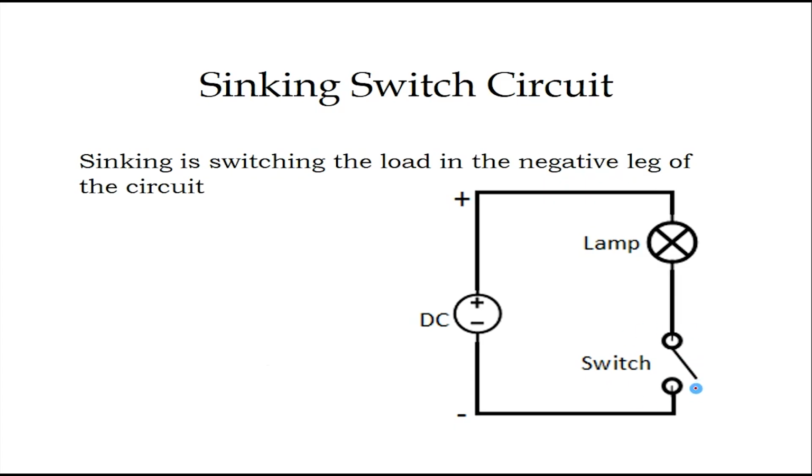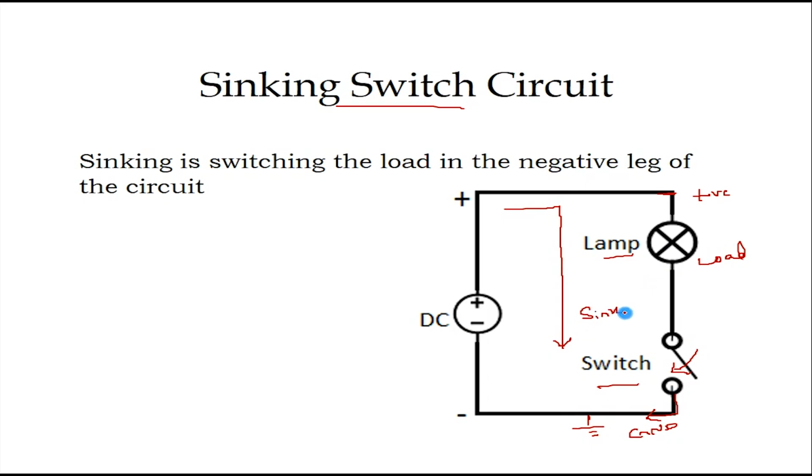If the switch is connected behind the load, then this circuit is called a sinking switch circuit. Here, the lamp or load will always be connected to the positive power source and the switch will be connected to the negative power source or a ground line. Whenever you turn on the switch, the power will start flowing through the load and to the switch. This is called sinking.